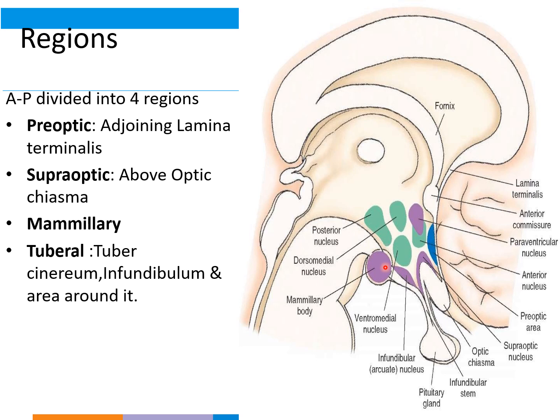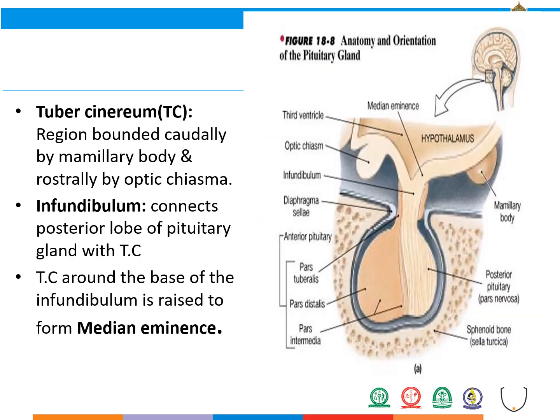And then you have something called the tuberal region. Now this includes the tuber cinerum, infundibulum, and the region around it. Tuber cinerum is the region between the optic chiasma and the mammillary body. So the region bounded caudally by the mammillary body and anteriorly or rostrally by the optic chiasma. So this is the optic chiasma, this is the mammillary body. So this region here is what is called the tuber cinerum.